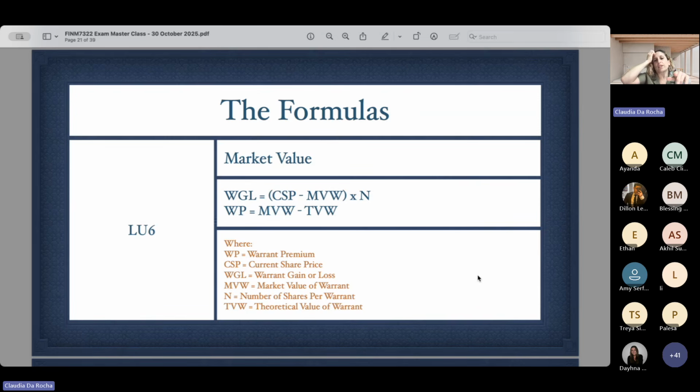With your warrant gain or loss, we look at the current share price minus the market value of the warrant, times your number of shares. Basically, if we exercise that warrant, we exercise at the share price right now, but the market value might be different, and therefore we get a gain. So it's the difference between the two. Conversely, if our share price is lower than the market value, then we'll make a loss. This formula is set up so that when you get a positive number, it's a gain, and when you get a negative number, it's a loss.